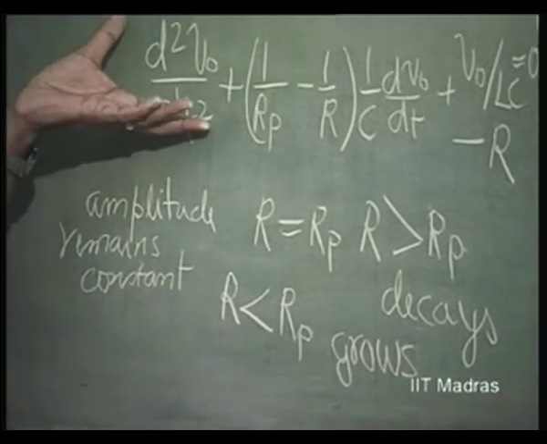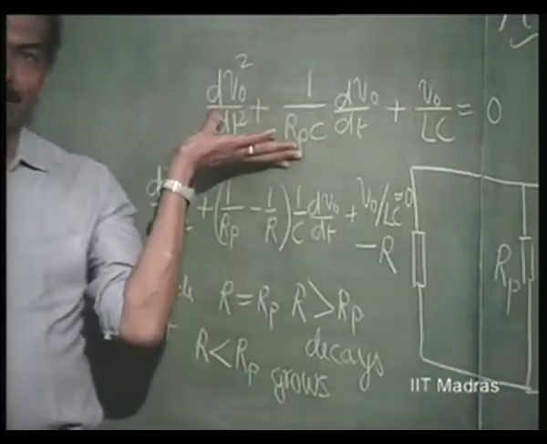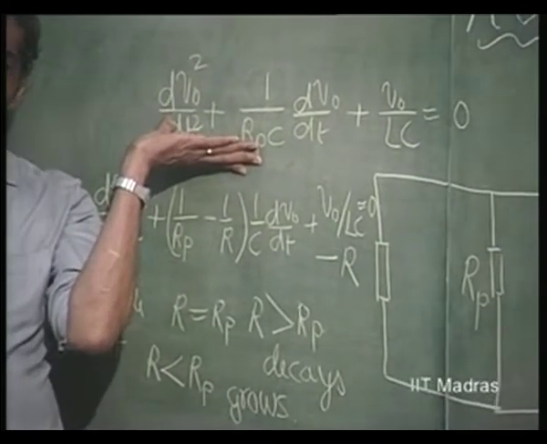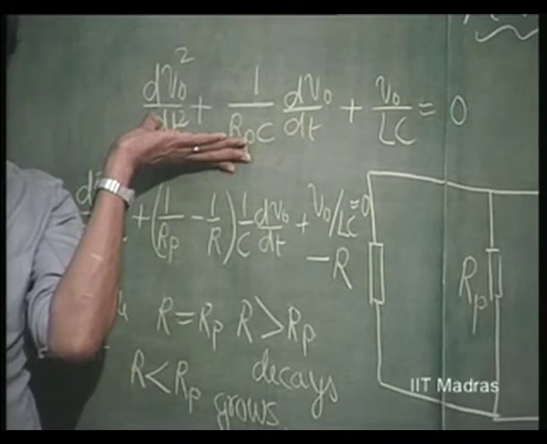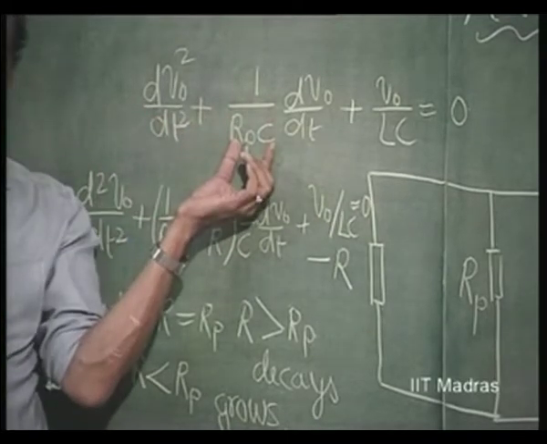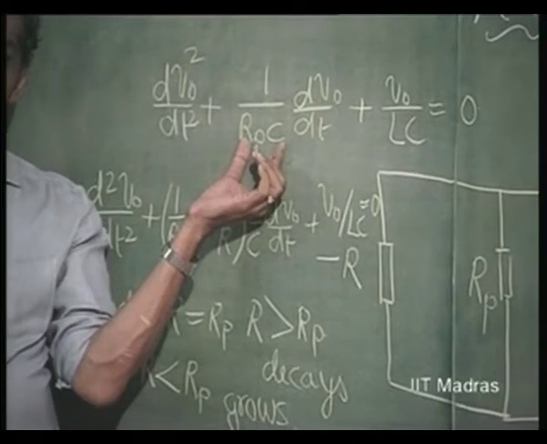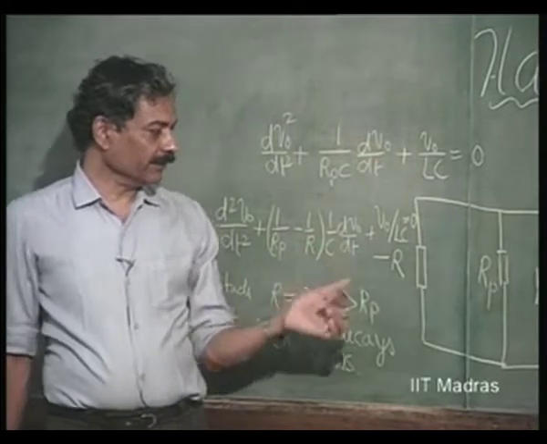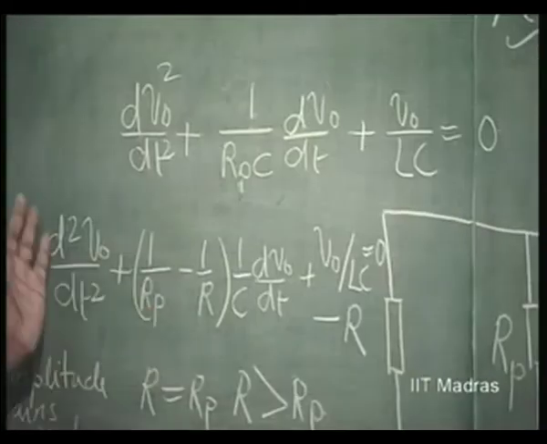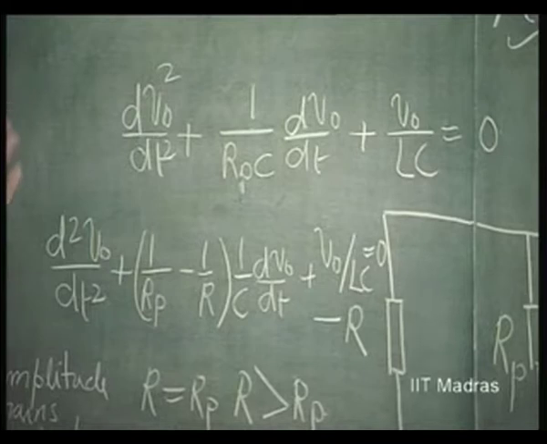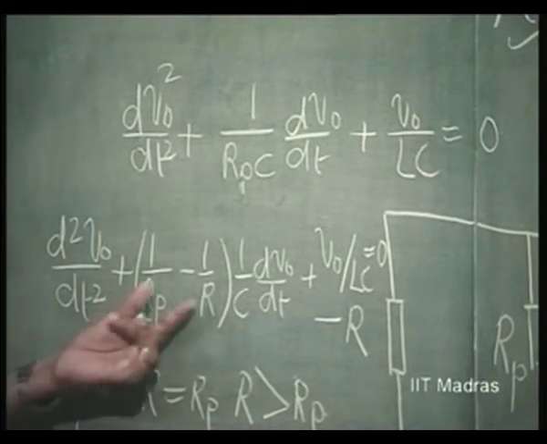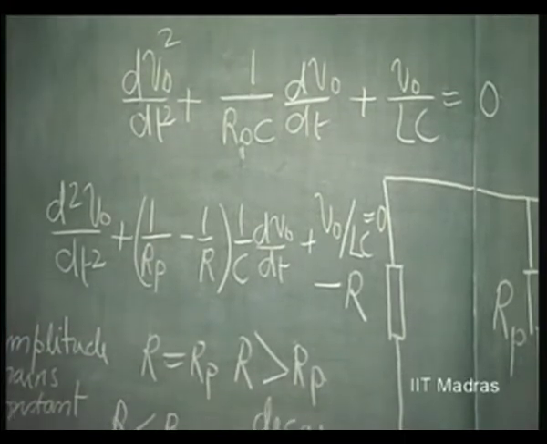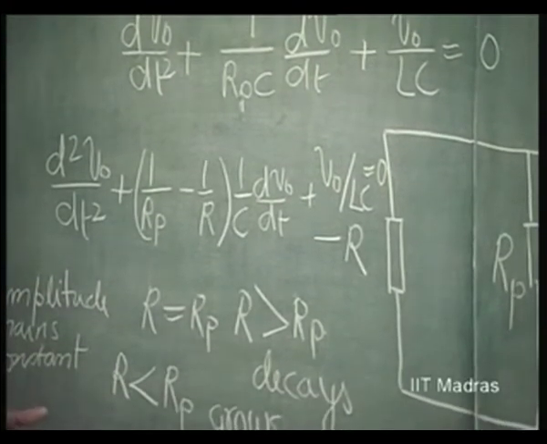In terms of frequency domain, what does it mean? This will have roots lying on the left half of the S plane, because of this being positive. If this Rp is positive and the effective resistance is negative, it will have the roots lying on the right half of the S plane. If R is exactly equal to Rp, the roots will be lying on the imaginary axis, then it is a harmonic oscillator.